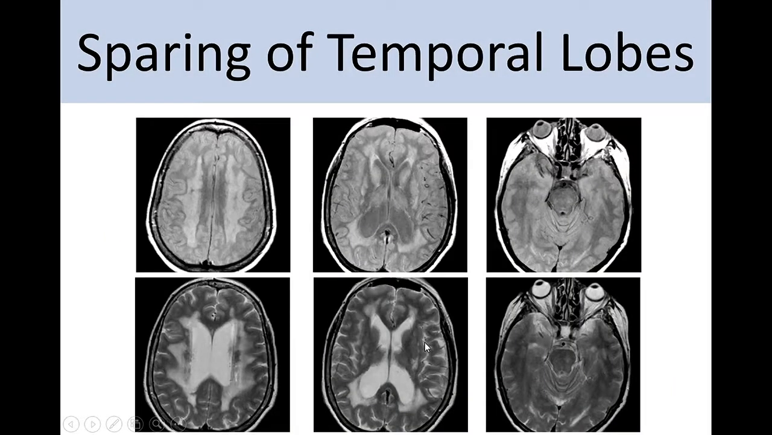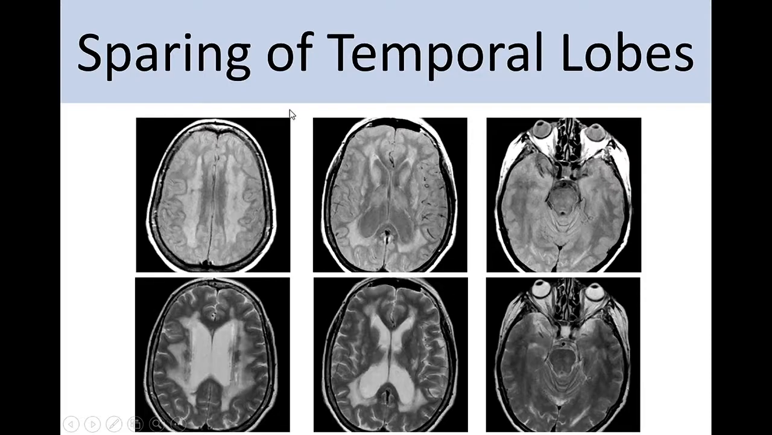The special thing about CADASIL is that it starts quite early. Patients are in their late 20s, 30s, and slowly become symptomatic. It was first described starting in the 70s, but at that time it was thought to be largely demyelination, a special kind of presentation of multiple sclerosis. It was later discovered that it was actually a small vessel disease and not MS.